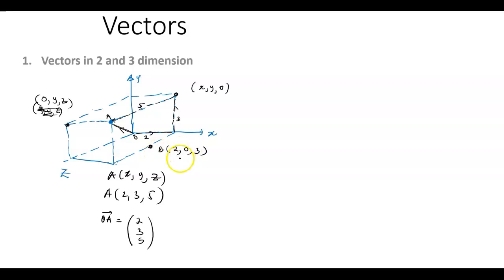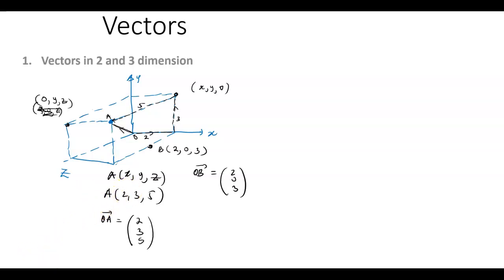Okay, so even if I have another point over here, B, still I can come up with a vector OB. It's the same way. Vector OB will be equal to (2, 0, 3). So what I'm saying here is we are just extending the concept of the vector in 2 dimensions into 3 dimensions. It's exactly the same kind of concept and the same kind of characteristic I'm going to use.